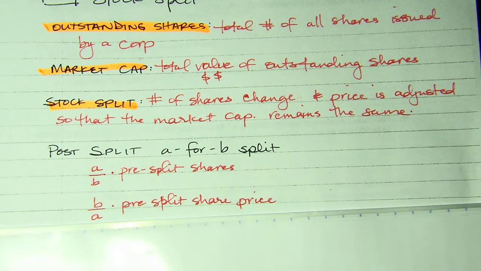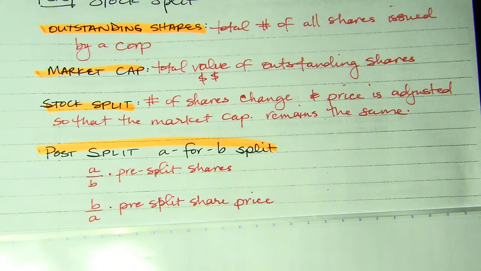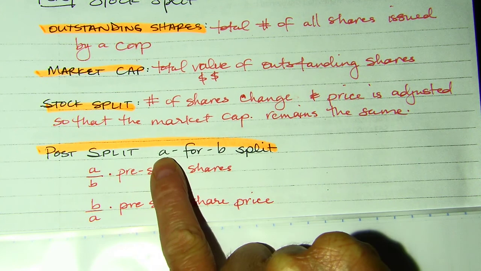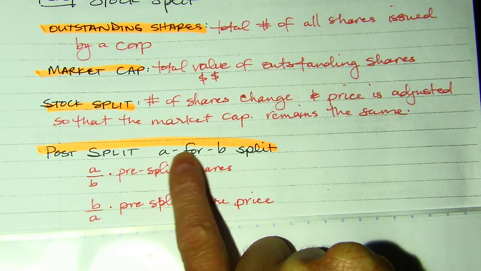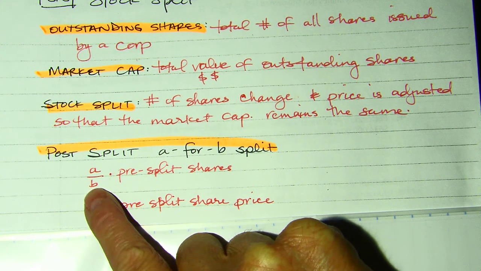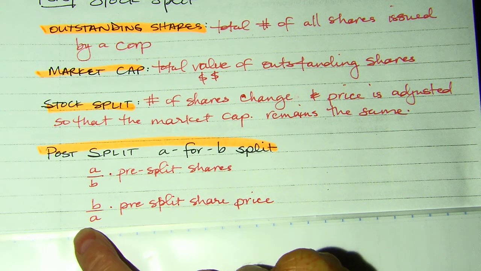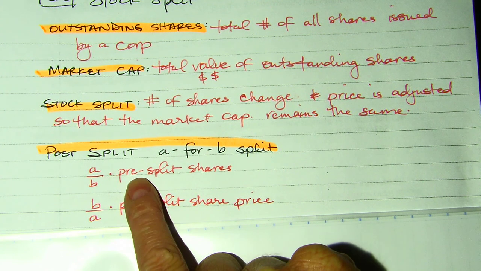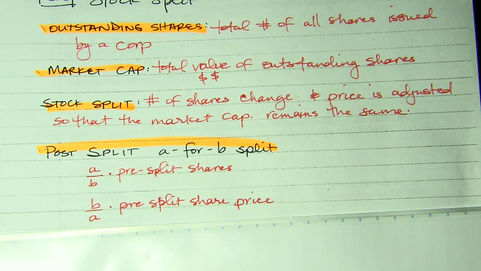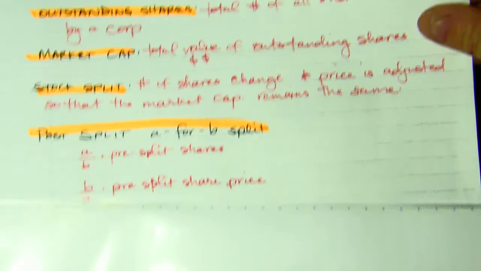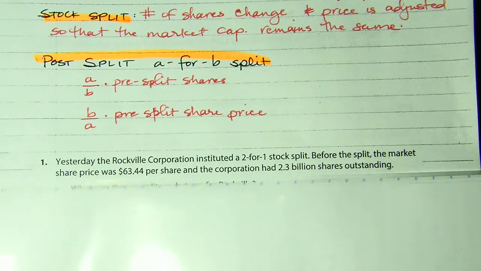So post-split for an A-B split, when we're wanting to calculate our post-split shares, we take whatever they've said, a 2 for 1 or a 4 for 5, and we're going to set it up as a ratio and multiply it by our pre-split shares. If we're talking about share price, then we will flip that, and now it's B over A, because you're increasing your shares while decreasing the price. So we're going to do several examples together. Hopefully, it will assist you on your homework.